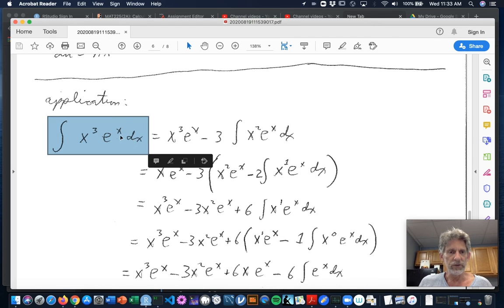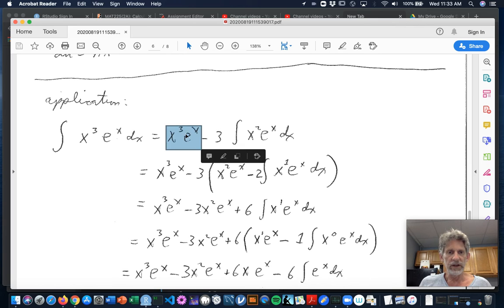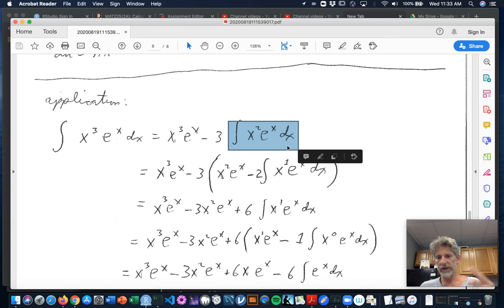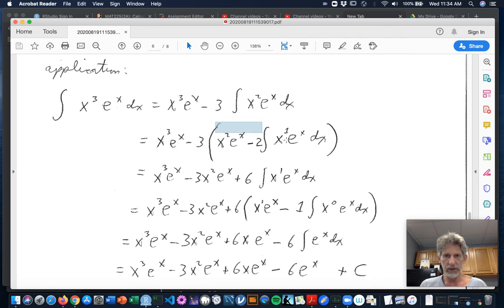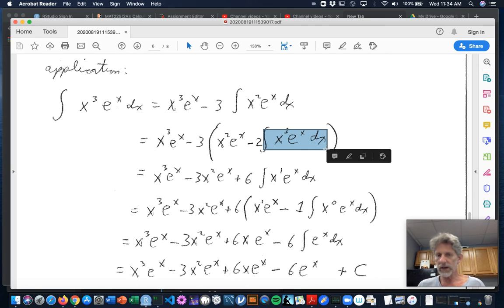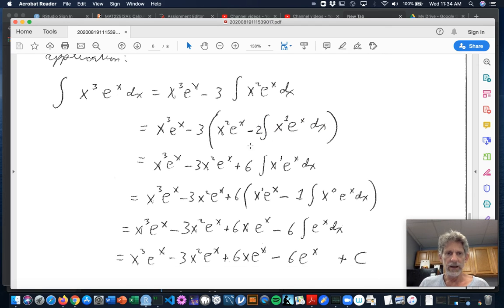Let's try the reduction formula. It gives x to the n e to the x minus n times the integral of x to the 1 less power dx. I've got to use the reduction formula on that. So these parentheses here contain this, with the reduction formula applied: x to the n e to the x minus n, integral of x to the 1 less power, okay?